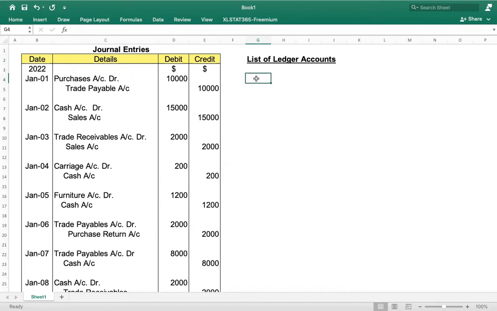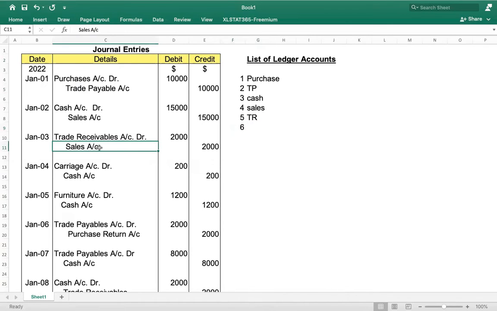So the first account from the journal entry is purchase. Second is trade payable. Third is cash. Fourth is sales. Fifth is trade receivable.